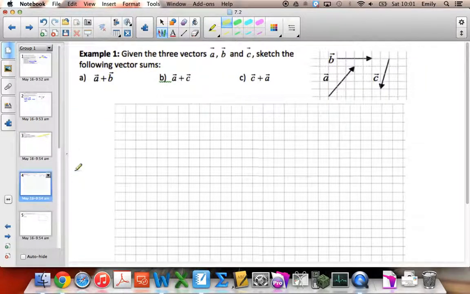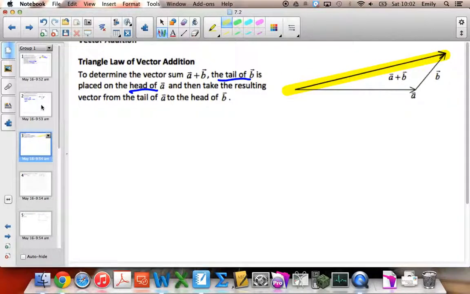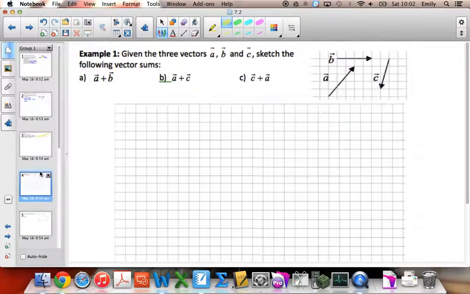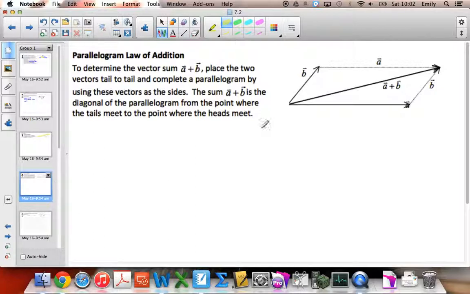The other thing I can think of is the parallelogram. Where did my parallelogram go? It was just there, I just saw it. Somehow it got deleted. All right. So my parallelogram, so I've got my a plus b again.